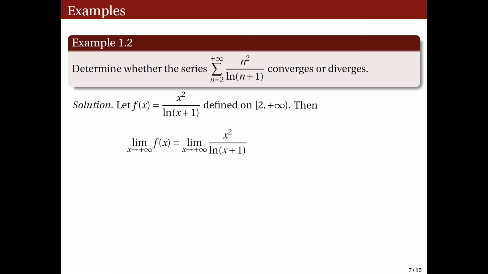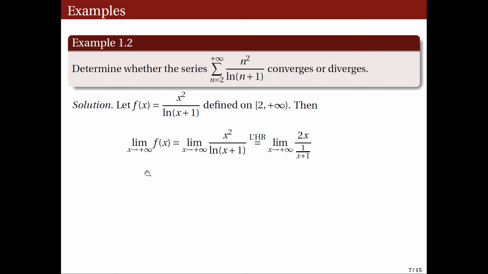Then we compute the limit of f of x as x goes to positive infinity, which gives us the limit of x squared all over ln of x plus 1. And as you can see, the limit of x squared tends to positive infinity, and the limit of ln of x plus 1 tends to positive infinity as well. So in this case, we have an indeterminate form of infinity over infinity.